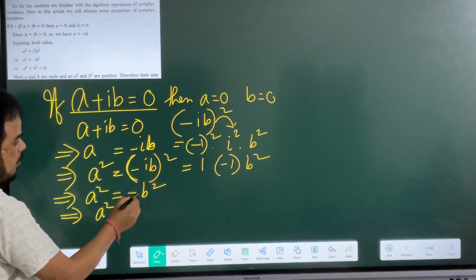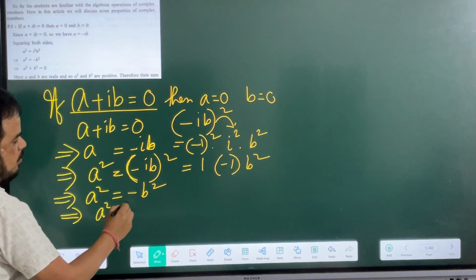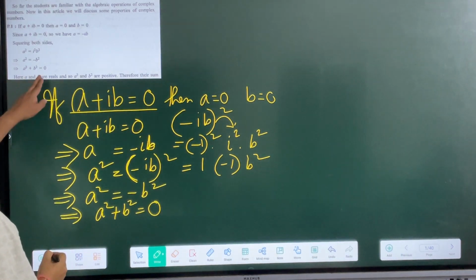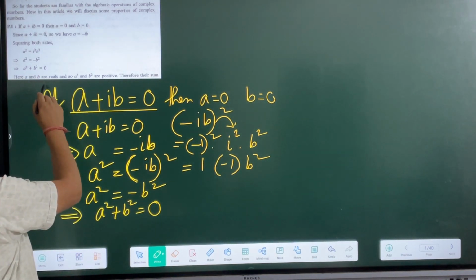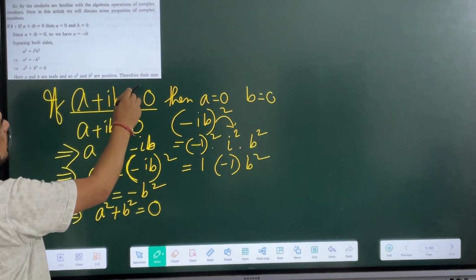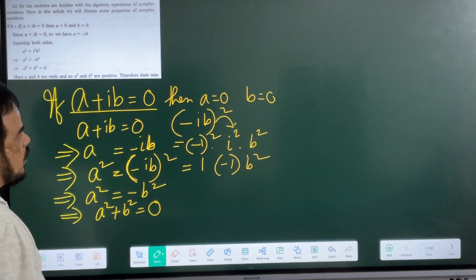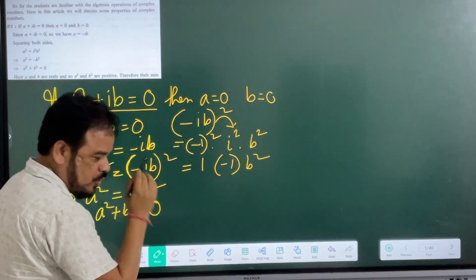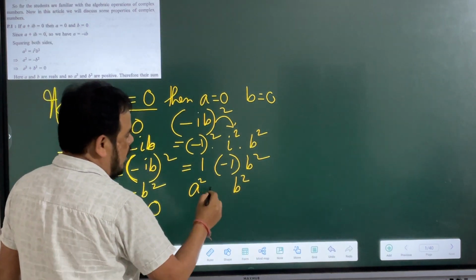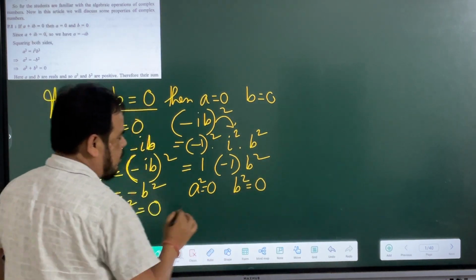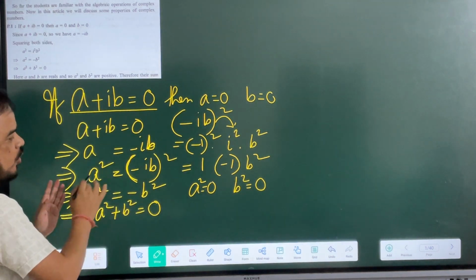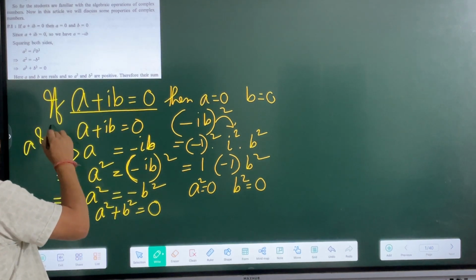So a square minus b square comes to this side. b square equals 0. a square plus b square equals 0. Here a and b are reals, and so a square and b square are positive. Therefore their sum will always be 0 only if a square plus b square equals 0, then a square and b square both must be 0, otherwise it is impossible. The sum of two positive numbers will not be 0, because both are positive.